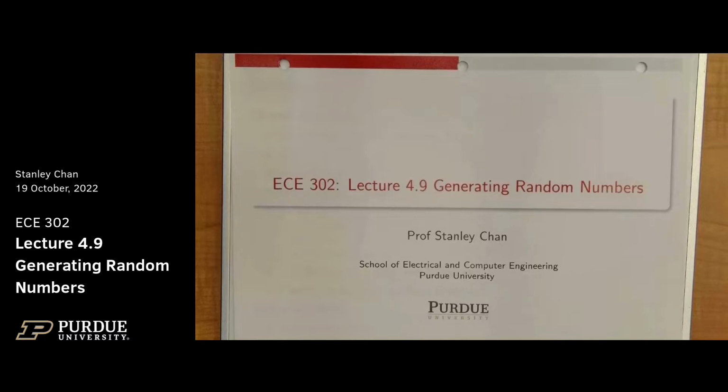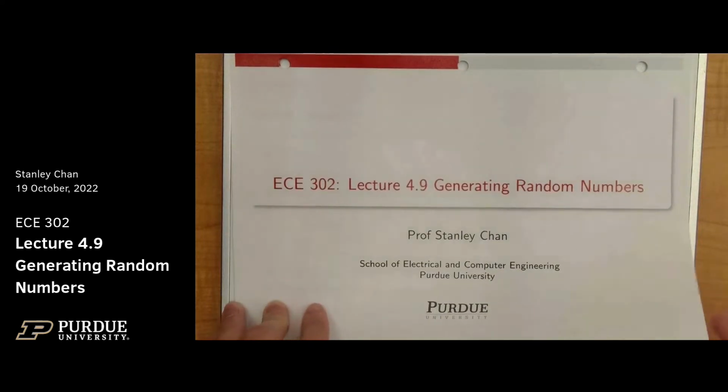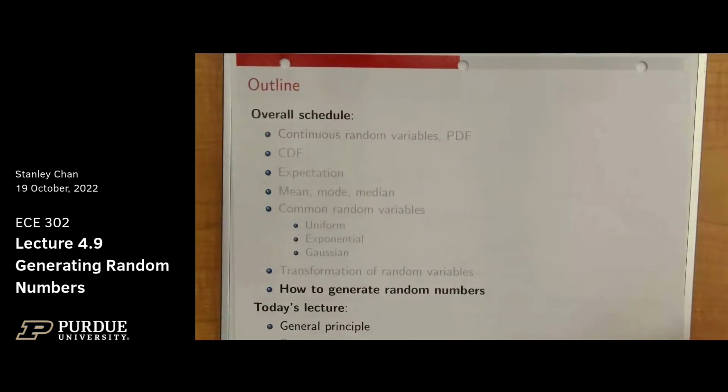So this is a pre-recorded lecture, lecture 4.9, on generating random numbers. I find this a very interesting topic because it is a very good application of the transformation of random variables, or you call it the function of random variables. Let me tell you what the problem is.